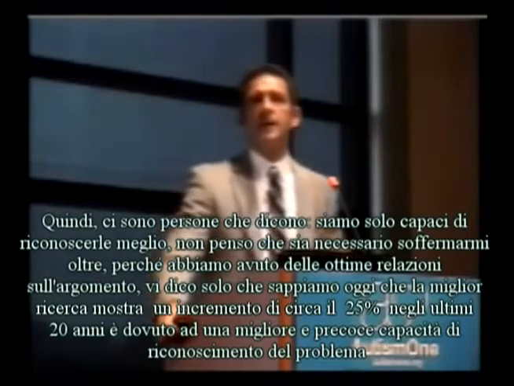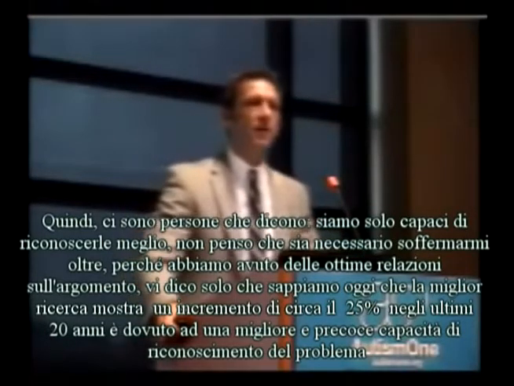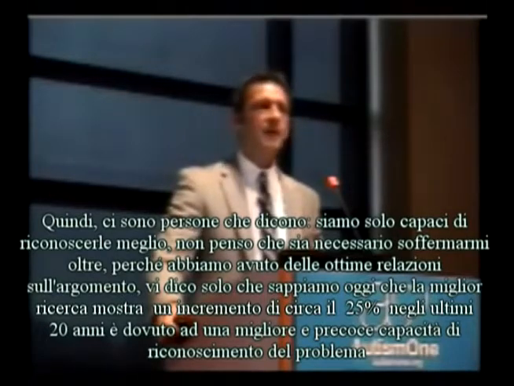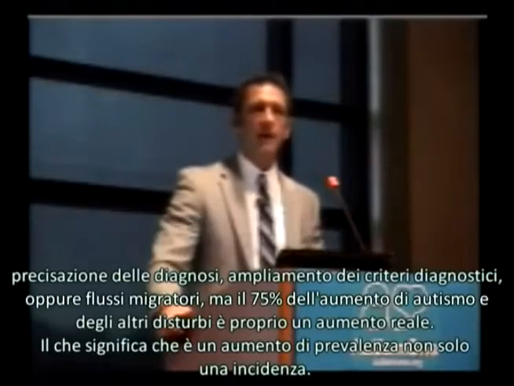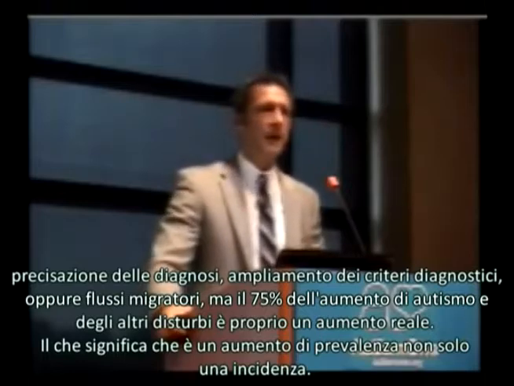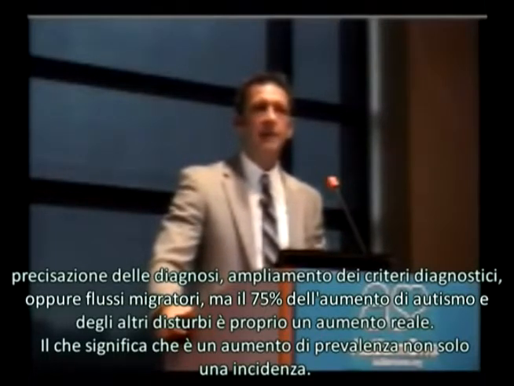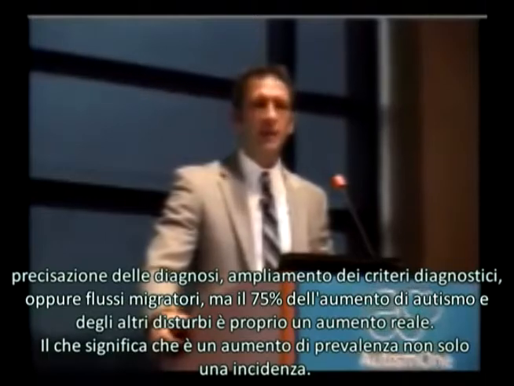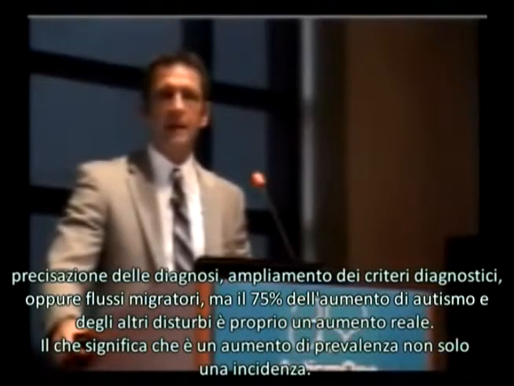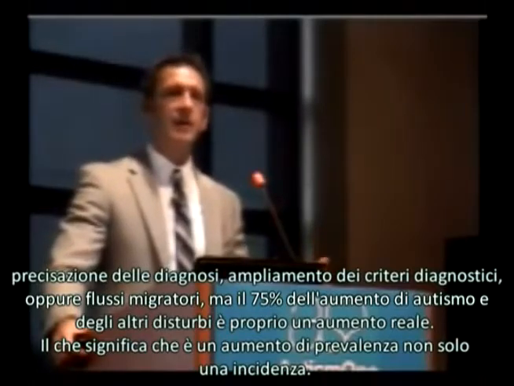I don't need to go through this because I've seen some good lectures on this, but we know that at this point, the best research pretty much shows that maybe 25% of the increase over the past 2 decades is because of improved recognition, early recognition, diagnostic substitution, expanded diagnostic criteria, or even people migrating into certain states. Roughly 75% of the increase in autism and other disorders is actually a real increase, meaning that it's a prevalence, not just an incidence.